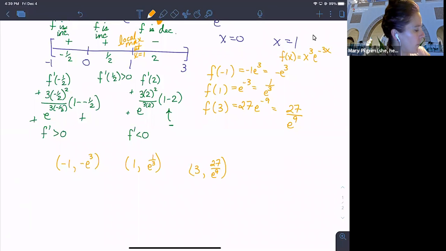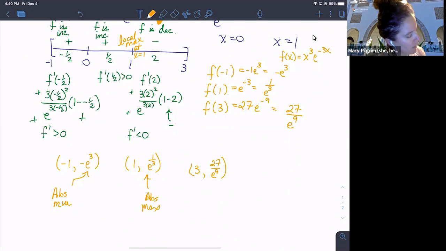And so -1, comma, -e cubed, that is going to be our absolute min. In fact, maybe more specific, the absolute min value is the function value and occurs at x equal to -1. And then we've got our local and absolute maximum of 1 over e cubed, because that is going to be a slightly bigger number than 27 over e to the 9. So we've got a local and absolute maximum of 1 over e cubed occurring at x equal to 1.